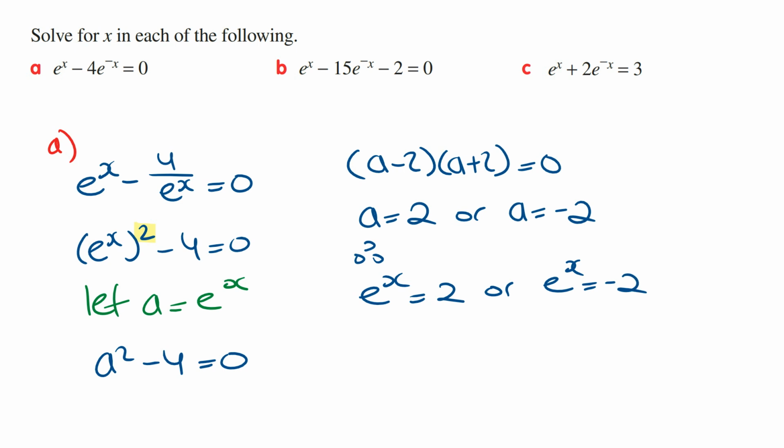If e to the x is equal to 2, then taking the log e of both sides, we're going to get x is equal to log e 2. The next solution, we've got e to the x is equal to minus 2. We know that e raised to any number is always going to be positive, and so therefore e to the x is equal to minus 2 is going to have no solutions. And so the only x value that's going to satisfy the equation for part A is going to be x is equal to log e 2.